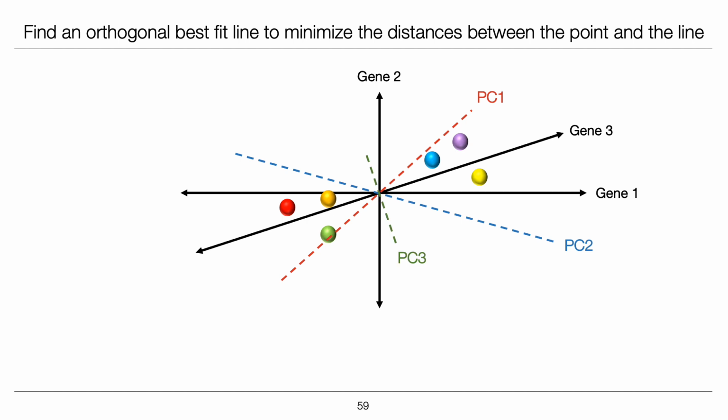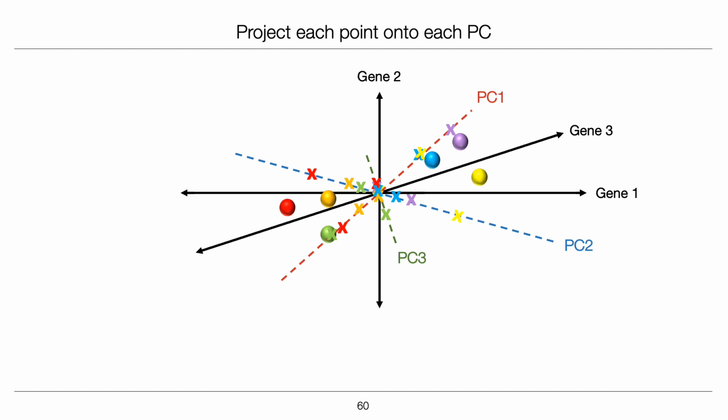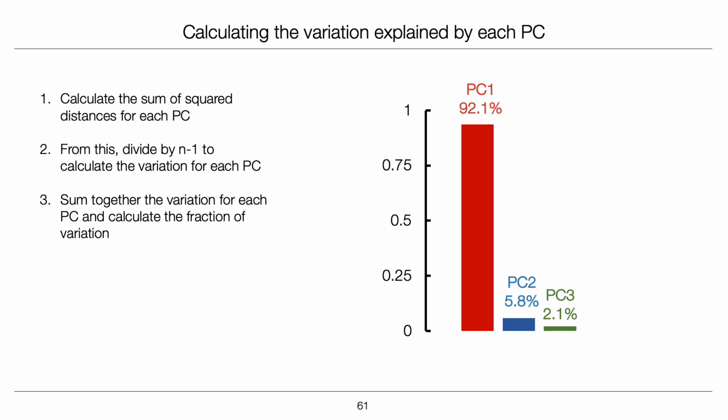And finally, PC3 is specified for us because it needs to be orthogonal to both PC1 and PC2, and we started out with three-dimensional data. Again, we project each data point to the three PCs and plot them in the new coordinate system. We can calculate the variation explained by each PC as in our two-dimensional example, resulting in this scree plot with 3 bars.